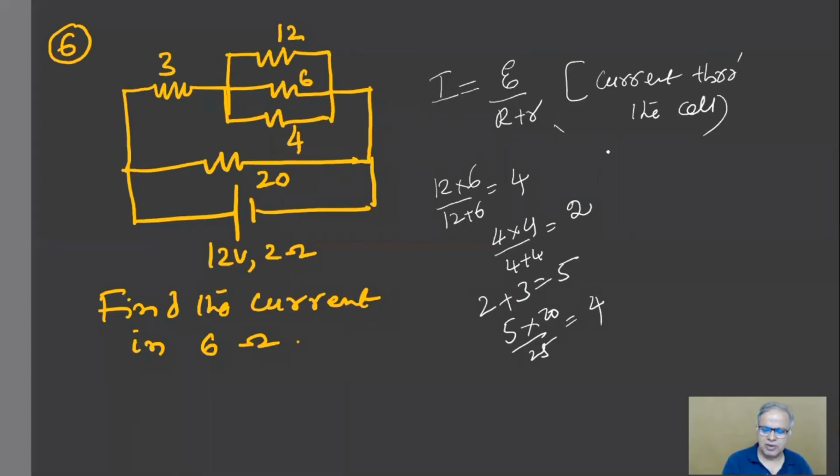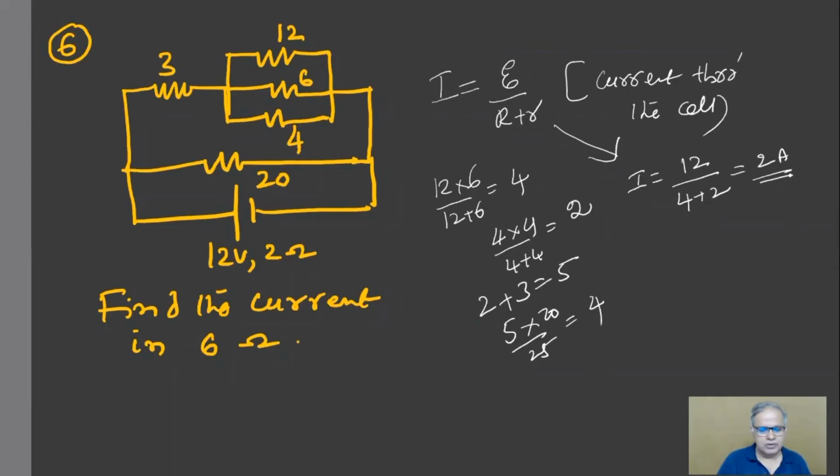Now we come here. I equals 12 volts divided by R, 4 ohm, plus small r, 2. Is it okay until here? Tell me, children. Any calculation mistake would be there? Just tell me. No, sir.